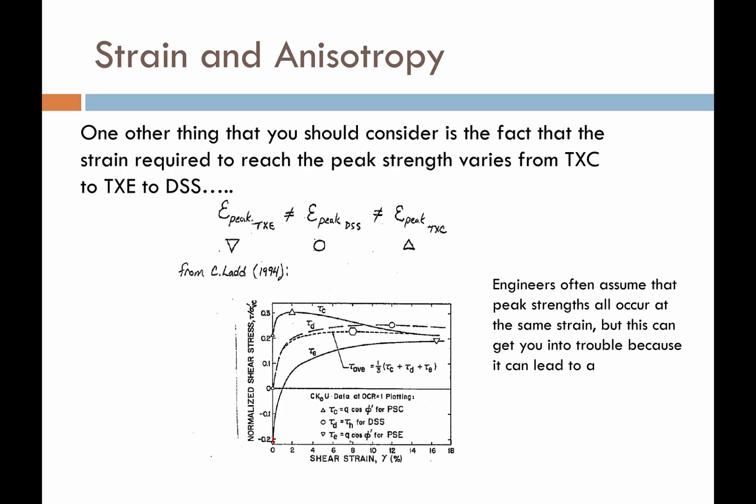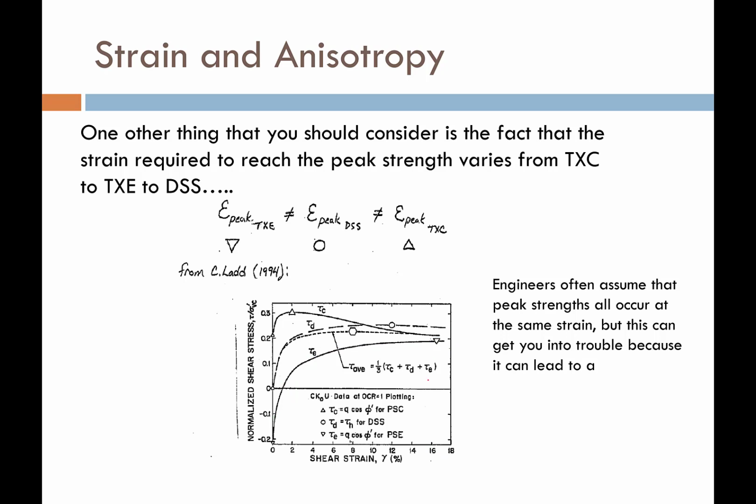Now say we were to load up another soil specimen in direct simple shear, and it might do something like this. It won't peak until somewhere between 8 to 12% strain. So at 2%, where the triax compression peaked, we have not reached peak shear strength in direct simple shear yet. And for triaxial extension, it requires a lot of strain until we hit our peak. Look at that, 16% strain until we finally reach our peak shear strength of that soil.